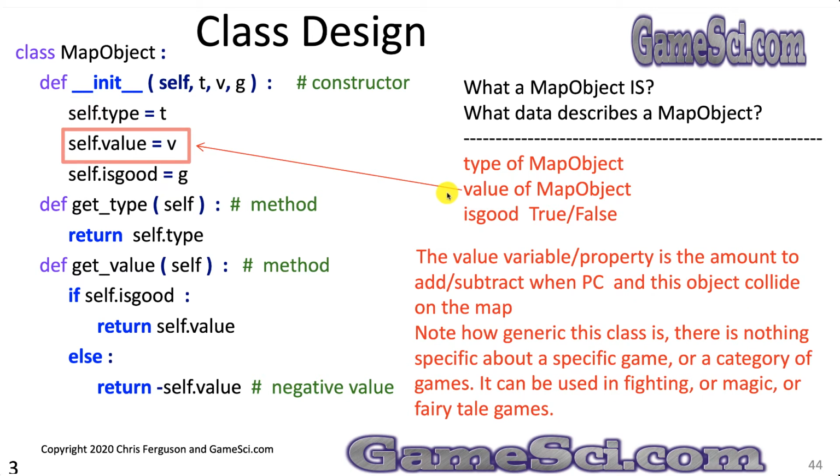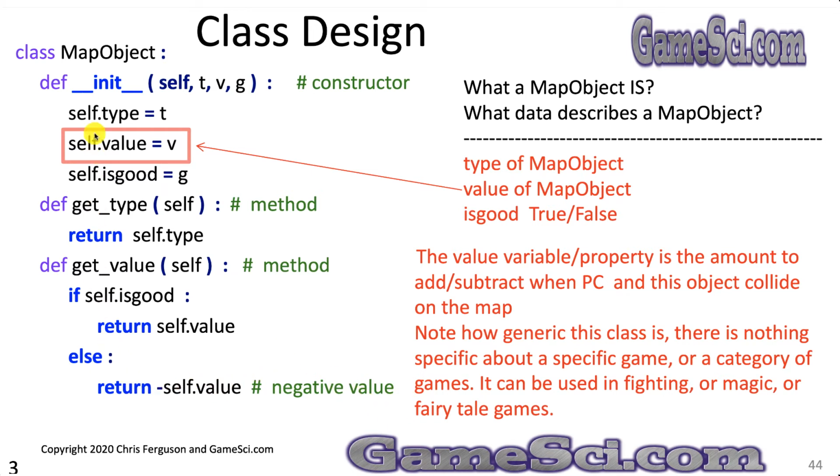The value of a map object. The value variable/property is the amount to add/subtract when the PC and this object collide on the map. When the PC lands on the same square as this map object, how many health points do you get? Or how many health points do you subtract? Note how generic this class is. There is nothing specific about a specific game or category of games. It could be used in a fighting game, or a magic game, or a fairy tale game.